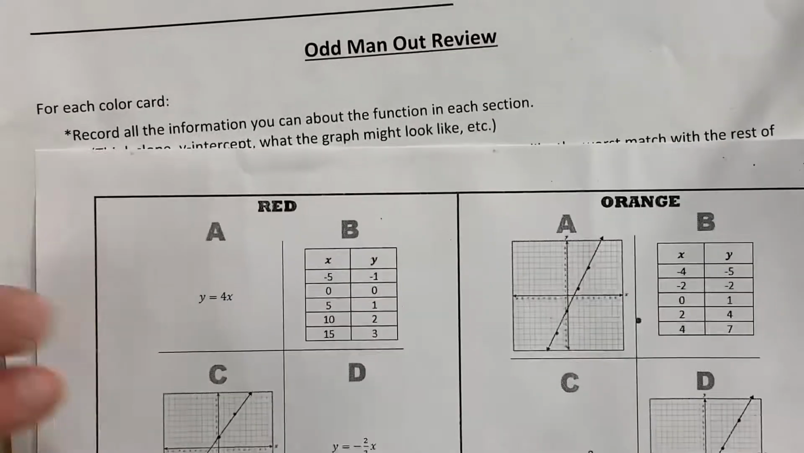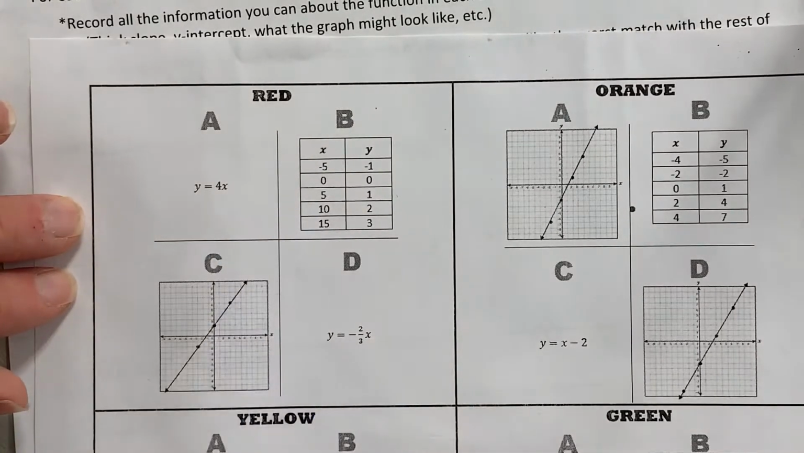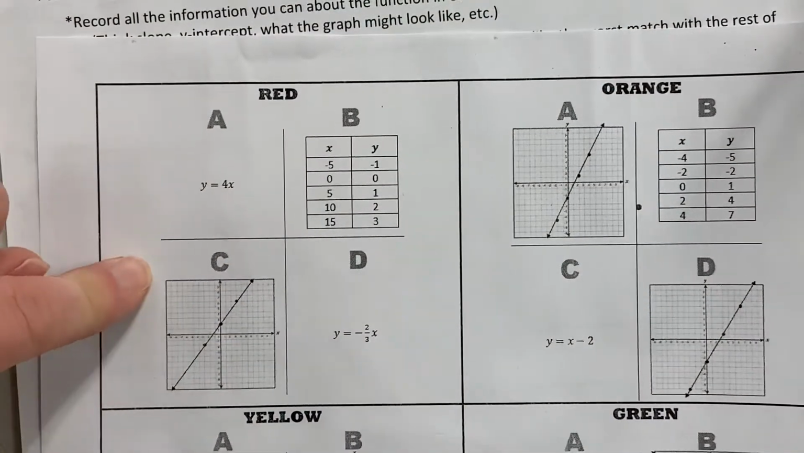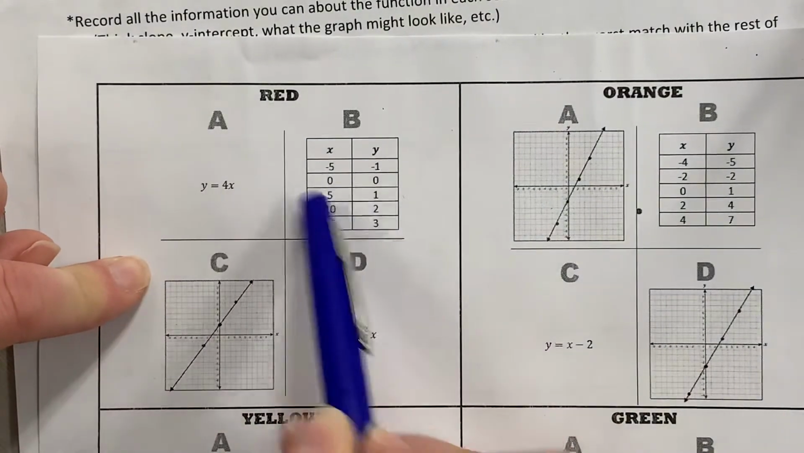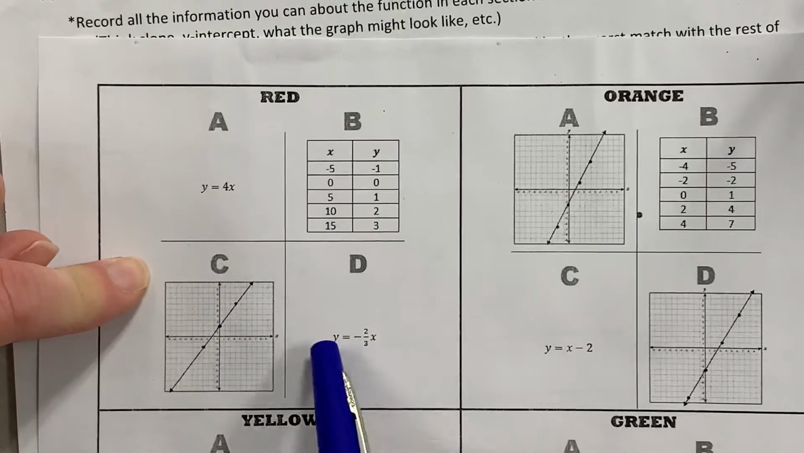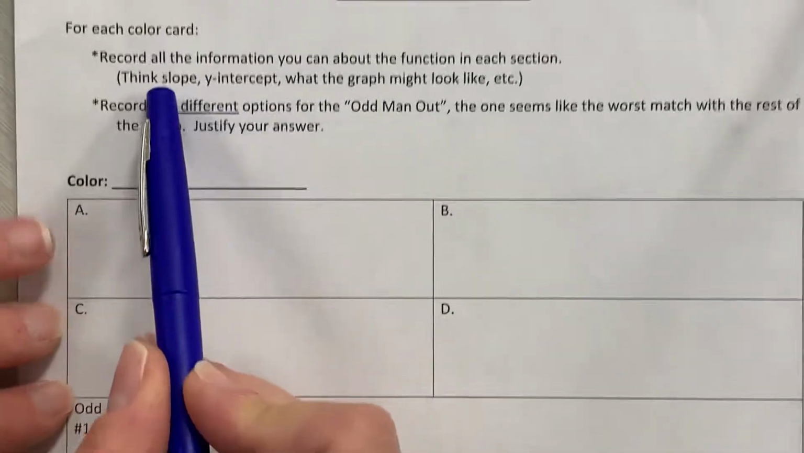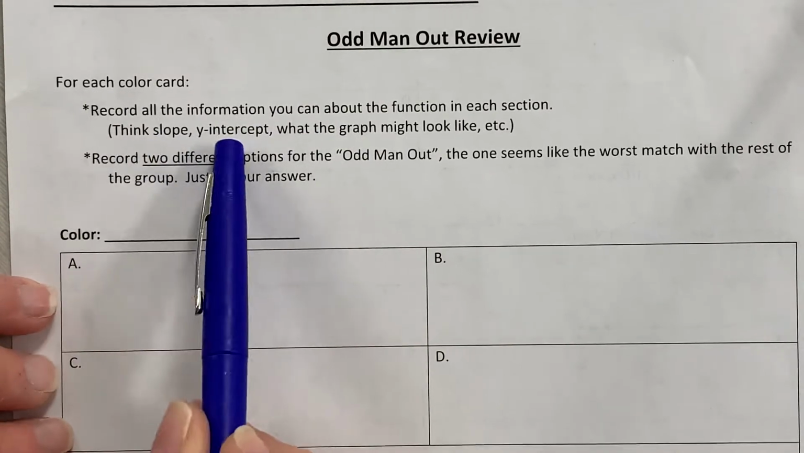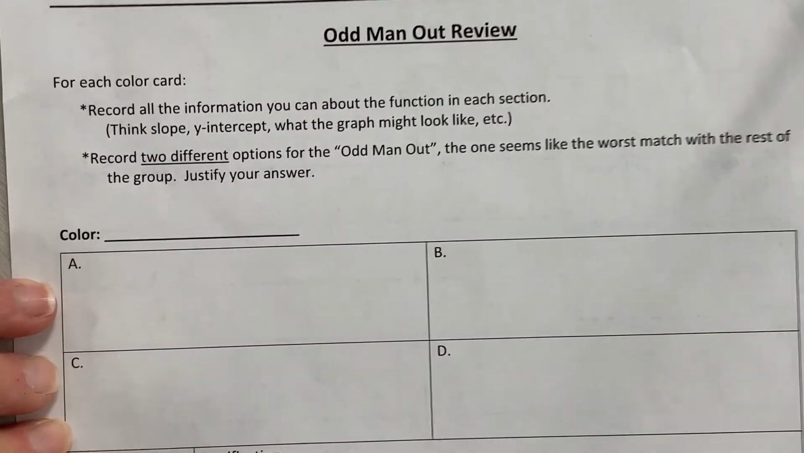Okay. And you're going to look at this red grid, and for A, B, C, and D, you are going to write down everything you can tell me about that linear situation. Okay. That is stage one. And I've got some suggestions here: slope, y-intercept, what the graph looks like. You're going to do that for every single card.